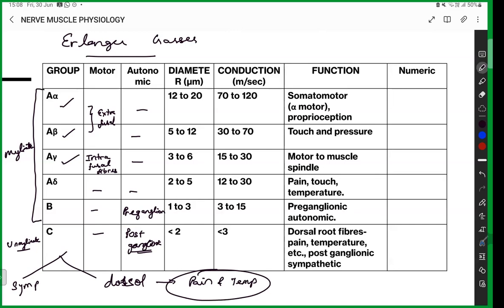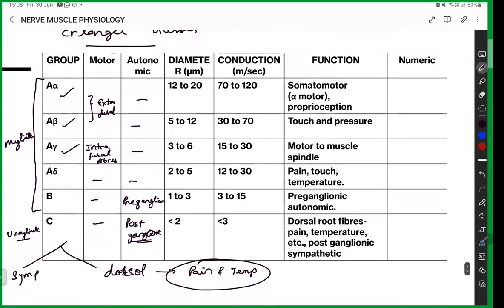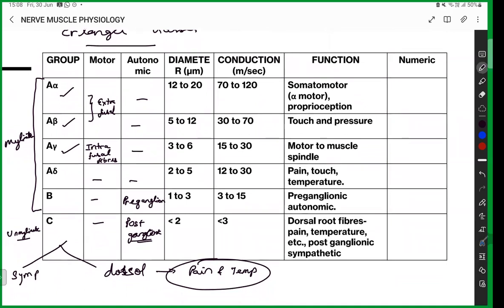Now coming back to the sensory system. I think you all have to put one more box, that is the sensory system. What is going to be the A alpha role? A alpha, I told you, is involved in somatomotor activities, especially proprioception, touch and proprioception. Similarly, A beta has a role in touch as well as pressure. This is going to be dynamic proprioception, whereas this is going to be static proprioception, static at rest.